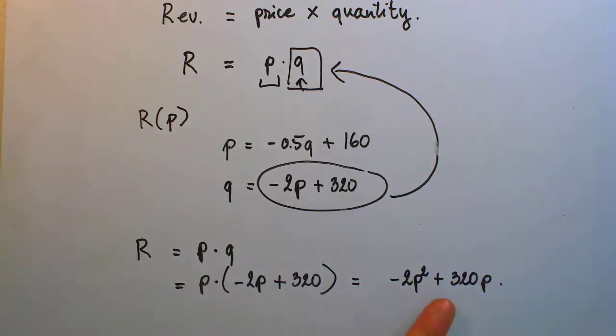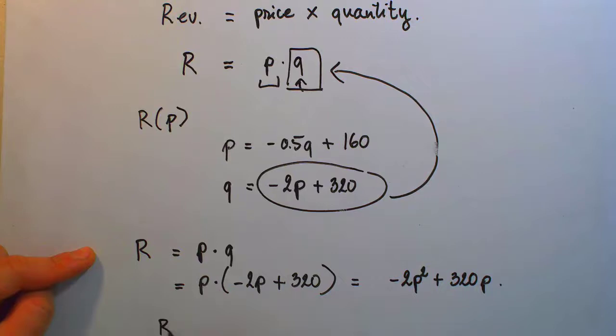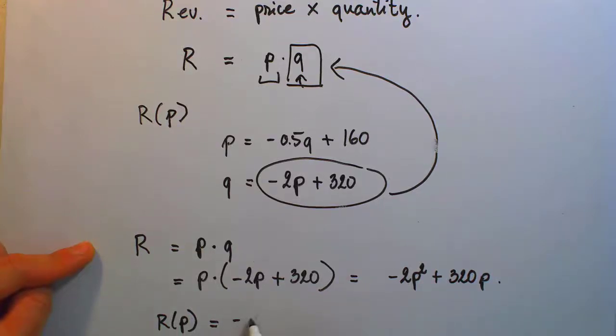This final expression is simply our revenue function as a function of p. R of p now equals minus 2p squared plus 320p.